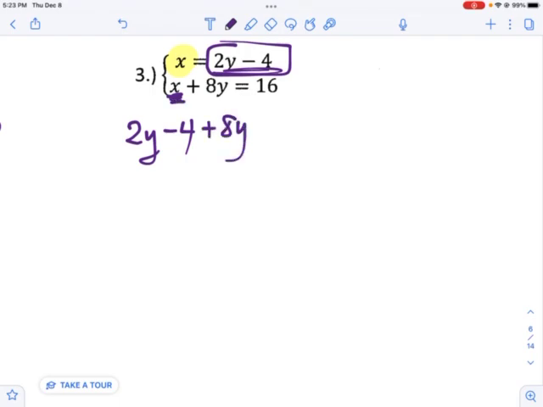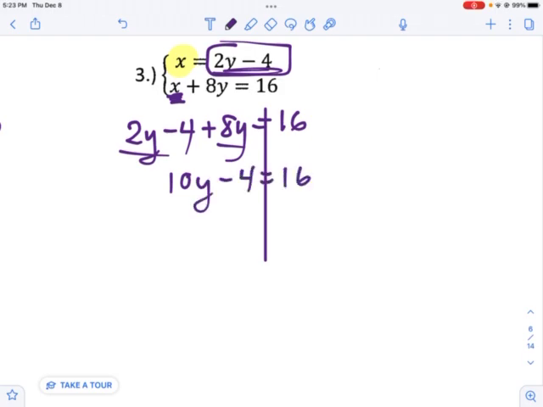All right, so I can add like terms on the same side. 2y plus 8y is 10y minus 4 equals 16. This is a negative 4. If you'd like to do the 2 pencil mark trick, you can. To make a 0 pair, we add 4. And we have 10y equals 20. Almost there, divide by 10, y equals 2.